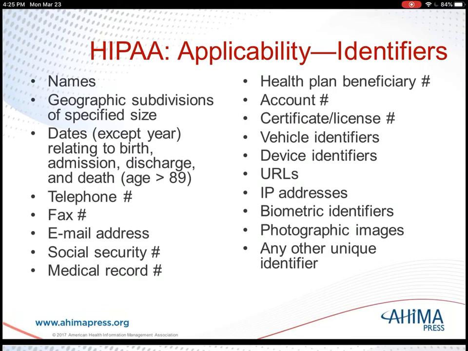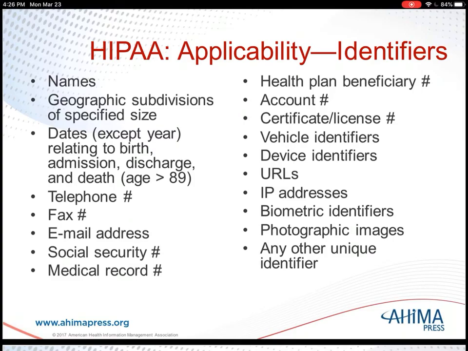Telephone numbers, fax numbers, any email addresses, social security number, medical record number, their health plan beneficiary numbers, account numbers, their certificate or license number, vehicle identifiers, device identifiers, any URLs, any internet protocol address numbers, so your IP addresses, any biometric identifiers. You got to get rid of any photographic evidence of the patient and any other unique identifier specifically for that patient. If all 18 of those things are removed, you've met the safe harbor method and that patient information is truly de-identified.